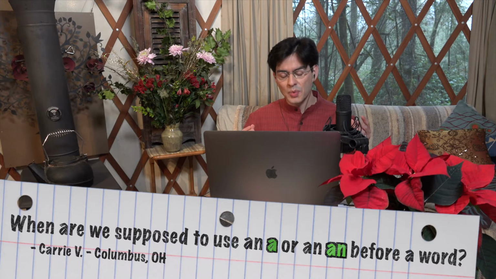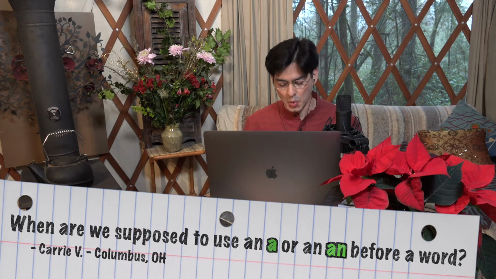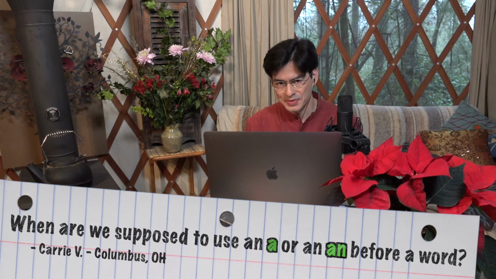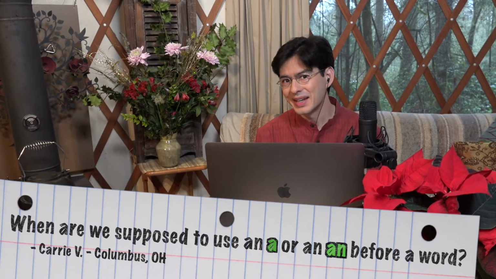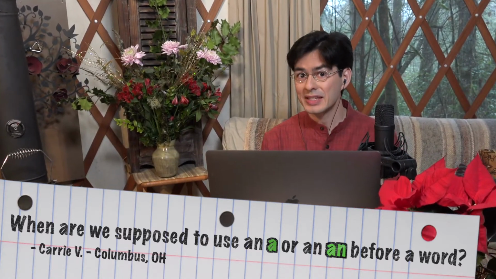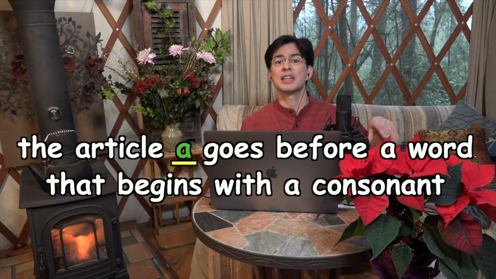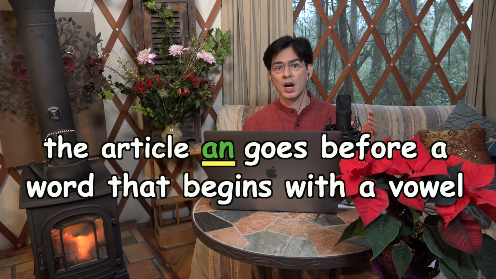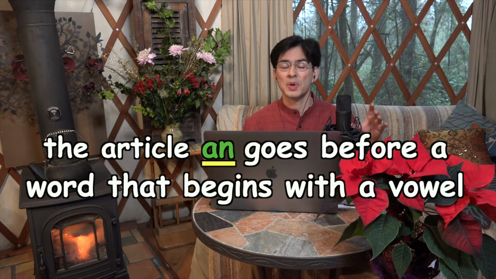And Carrie V asks, when are we supposed to use an a or an an before a word? And I think this is a wonderful question because it is more complicated and more interesting than it may seem at first. What most of us were taught and may vaguely remember is that the article a goes before a word that begins with a consonant, and the article an goes before a word that begins with a vowel.